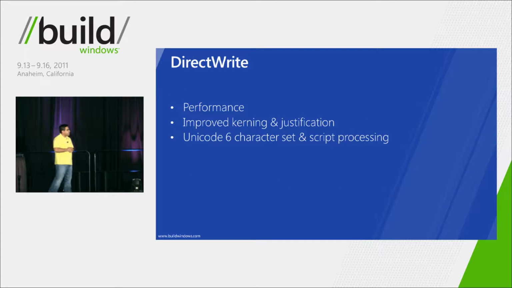So finally, in DirectWrite, we've also done a ton of performance work around making it so that the memory usage with DirectWrite is improved, and making it so that we spend less CPU time rendering text, because text is the most commonly rendered primitive in Windows, and that's something we can almost never make fast enough. So we spend a ton of time making text faster. There's better support for typography with improved kerning and justification. And then we added support for Unicode 6, for the Unicode 6 character set and the script processing rules that come with Unicode 6. So things like emoji characters are now supported with DWrite.